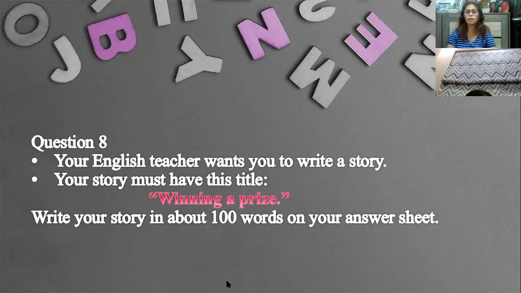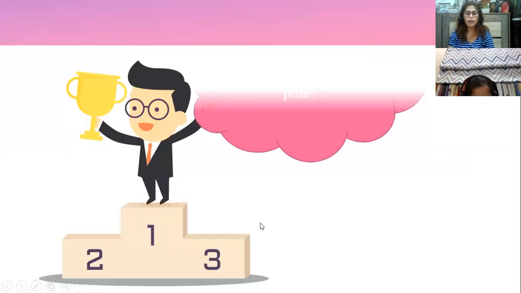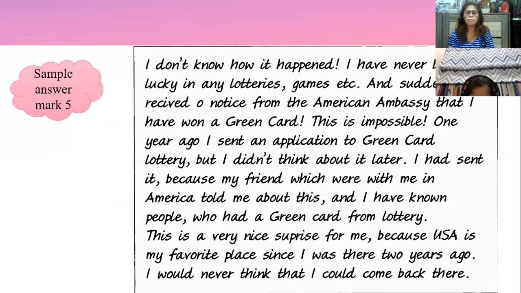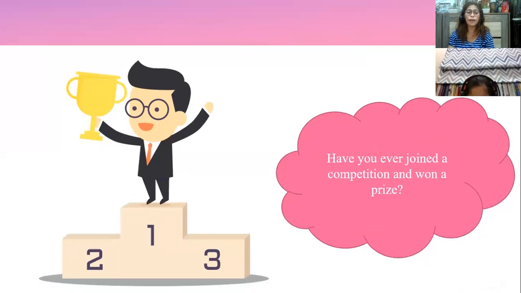Okay, wait for me a minute. Of course, I will wait for you. You will have to write, because this is writing. Your story must have this title, Winning Prize. I know you can do it. It's very easy for you. This is a writing activity, so I just want to see how good you are in writing. I know you have good penmanship.